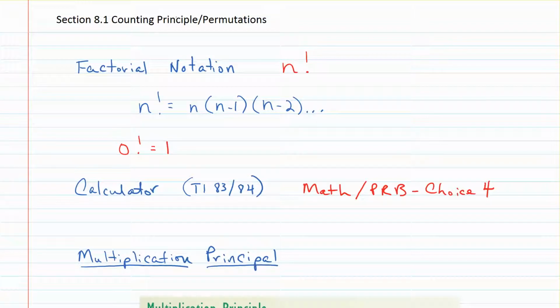This is section 8.1, the counting principle and permutations. We need to get a few vocabulary items out of the way first. The first one is the notation that we have for what's called the factorial. And it's an exclamation point, as you see here. And n factorial would be n times n minus 1 times n minus 2 until you run out. And 0 factorial is always 1. So those are things to remember.